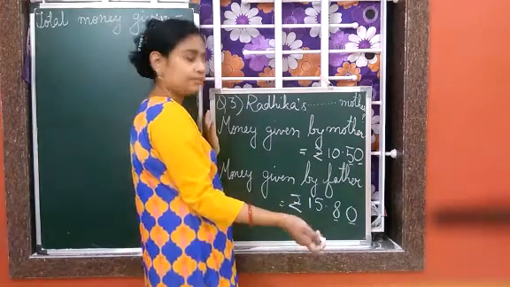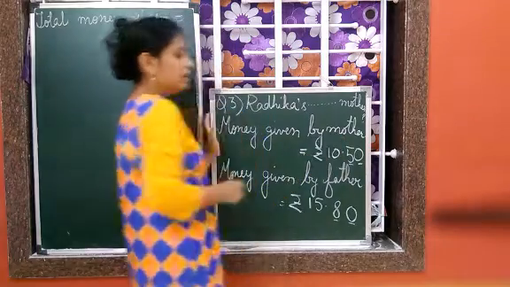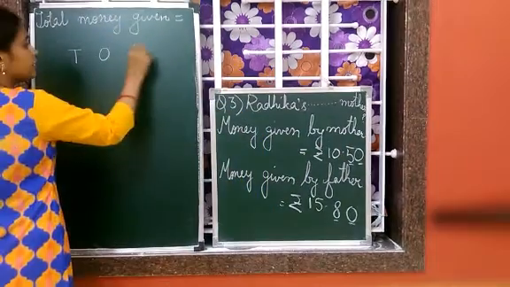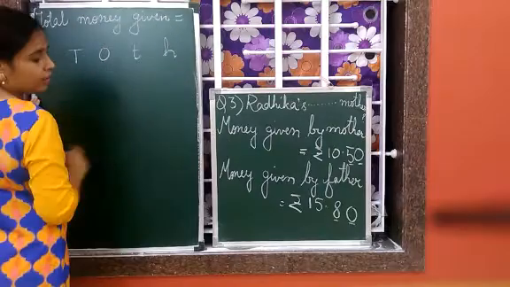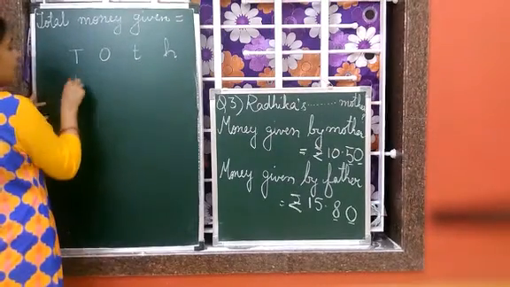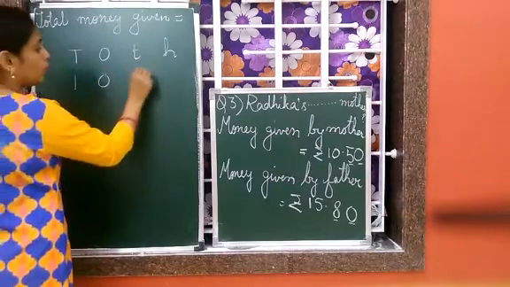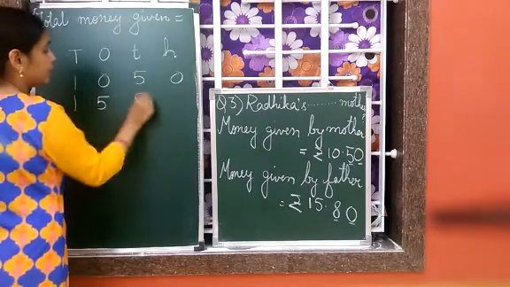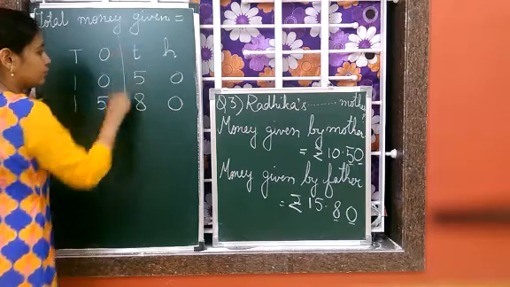Now what to do, children? We put the place value. So tens, ones, tenths, hundredths. Now under tens what will come? 1, 0, 5, 0, 1, 5, 8, 0.